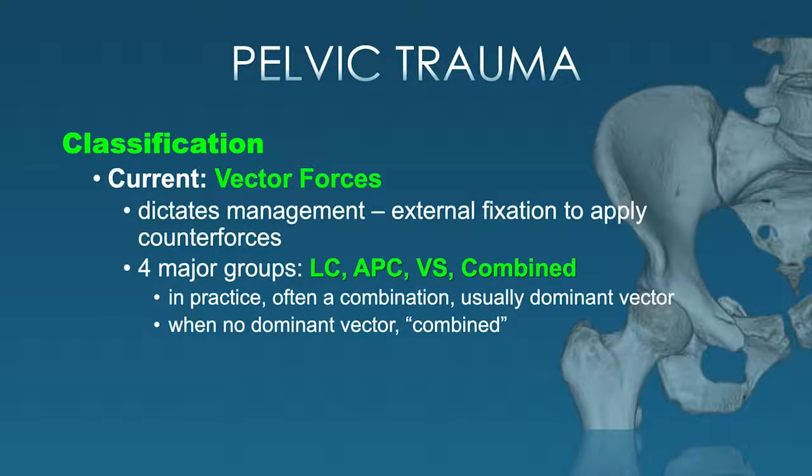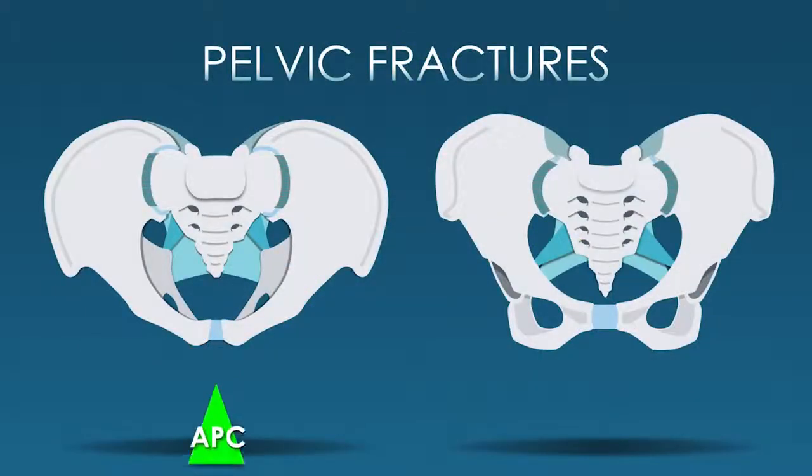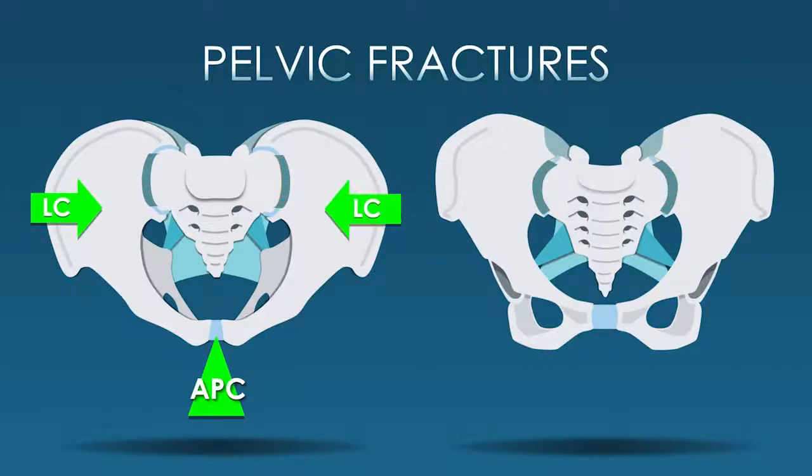If there really is no dominant vector, or there are co-dominant forces going on and you see two major patterns coexisting, we'll call those combined injuries. So, in review, we have anterior-posterior compression that runs in the anterior and posterior plane. We can have lateral compression, and we can have vertical shear injuries. So when we look at these illustrations, anterior-posterior compression can target the front or the back of the pelvis. We have lateral compression from the sides and vertical shear in a craniocaudal plane that we see over here.